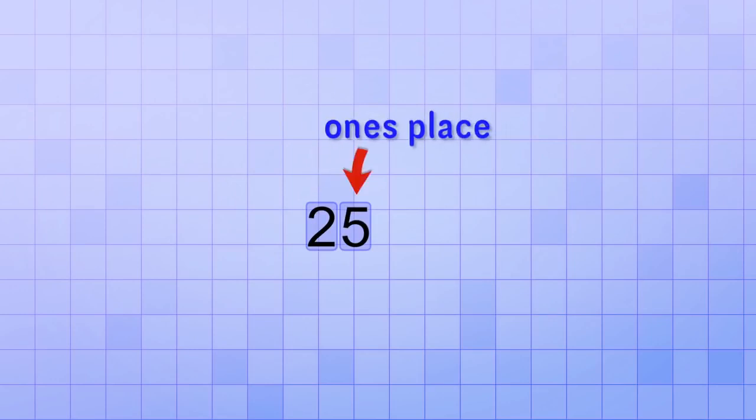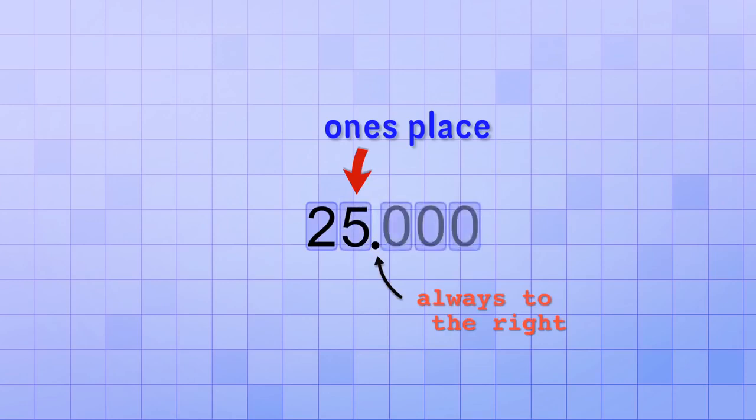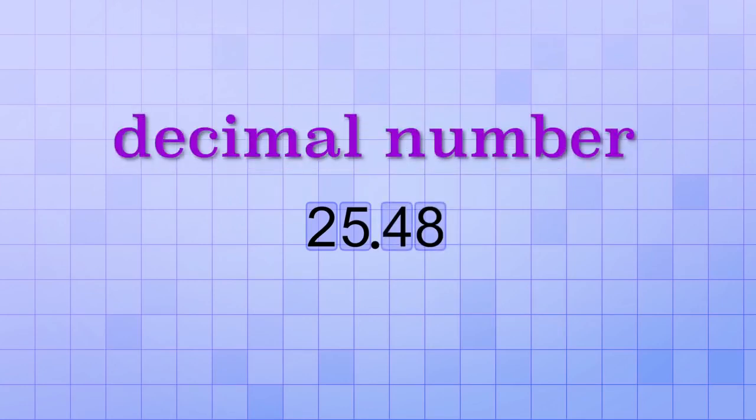If there's no decimal digits in a number, like in the whole number 25, then you don't need to show the decimal point. It's safe to assume that the digit farthest to the right is in the ones place. Of course, you could still show the decimal point if you wanted to, since it's always immediately to the right of the ones place. But if there's no decimal digits, then we don't need to separate them from the whole number digits. If a number does have decimal digits, then we call it a decimal number.